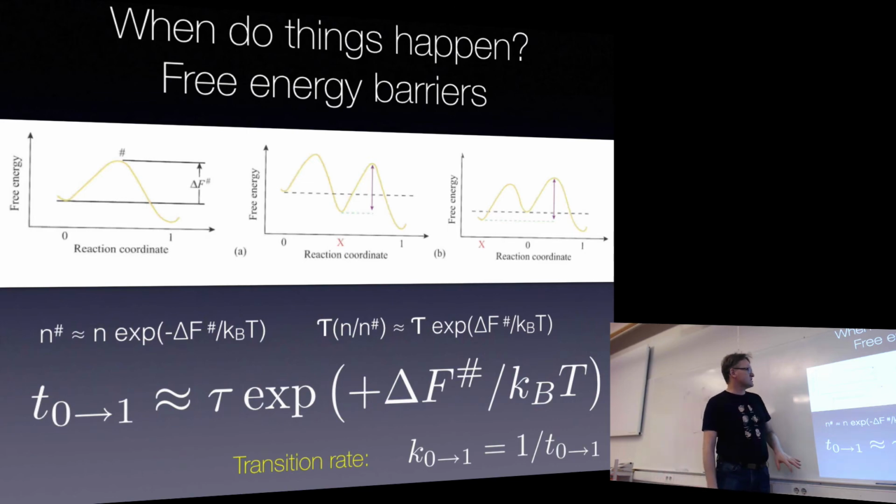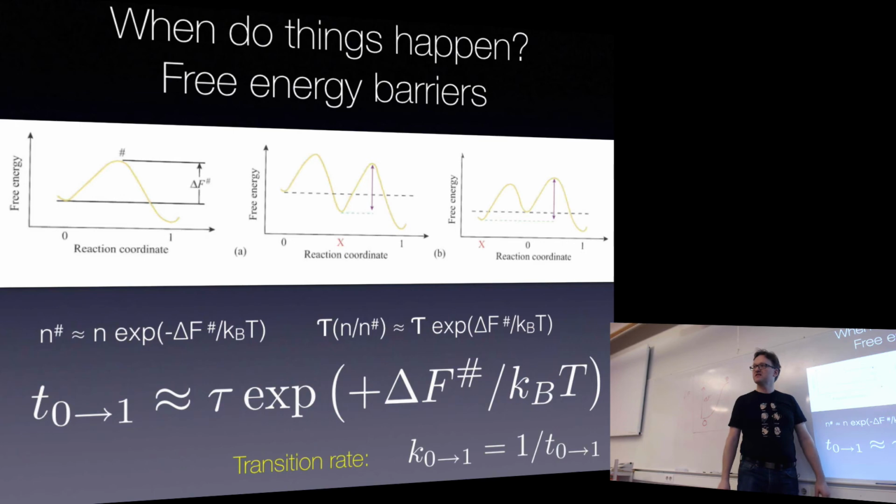So the time it takes roughly for the entire system or a sizable part of the system to go over is some sort of fundamental time constant, the time it takes for the process to happen, multiplied by the exponential of the free energy barrier divided by kT. And again, it's a plus, super important.